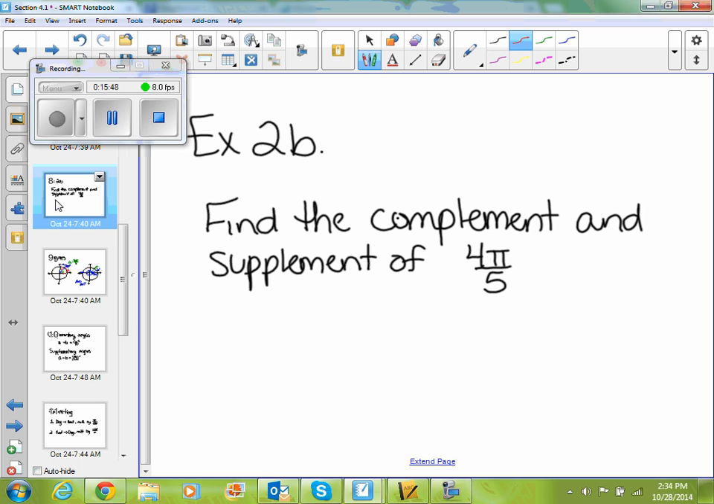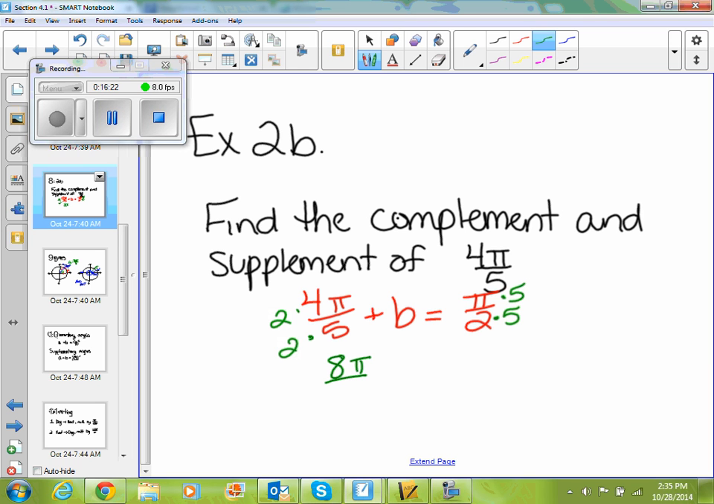Okay, if we do the same thing for complement and supplement of 4 pi over 5, I know that I'm going to need to get 4 pi over 5 plus some angle measure to equal pi over 2 for my complement. To add or do anything with fractions, we have to have common denominators. So times 5 times 5 times 2 times 2, I'm going to get common denominators of 10. So 2 times 4 is 8, so 8 pi over 10 plus b equals 5 pi over 10.